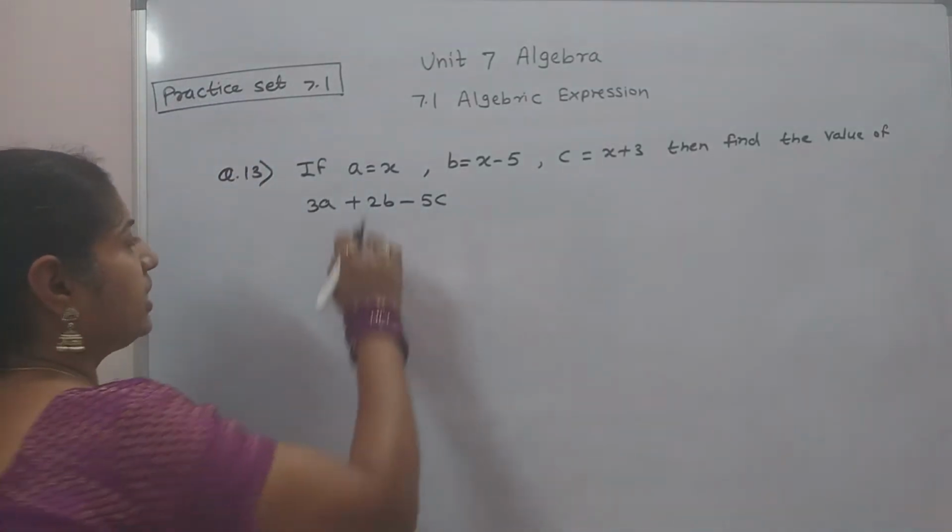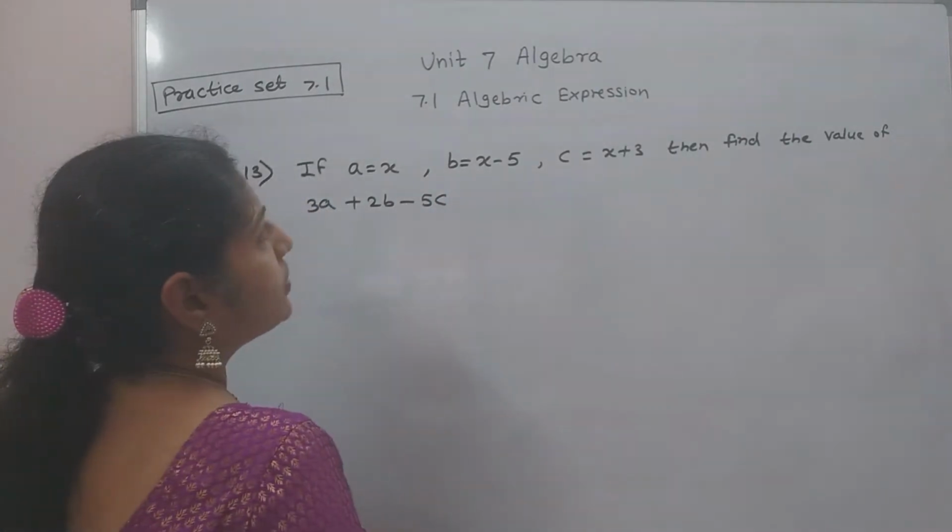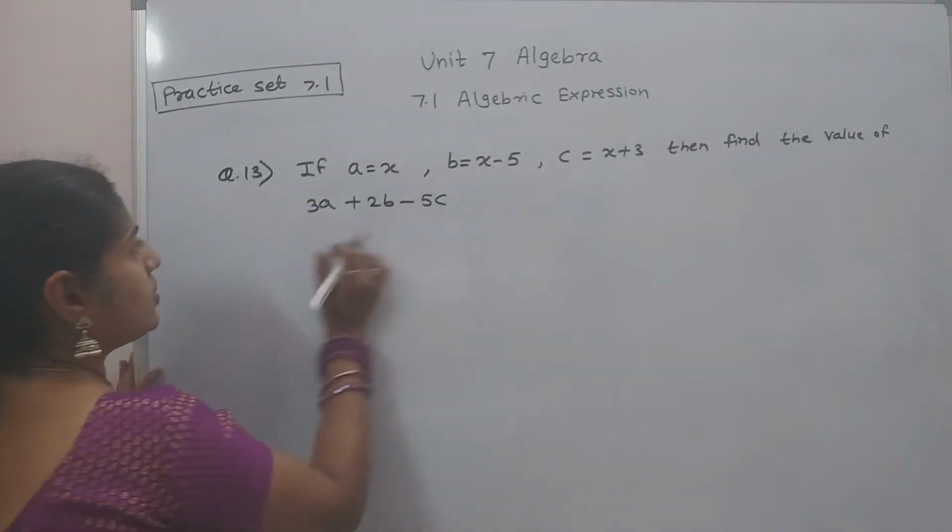Next question. A equal to x, B equal to x minus 5, C equal to x plus 3. Then find these values.